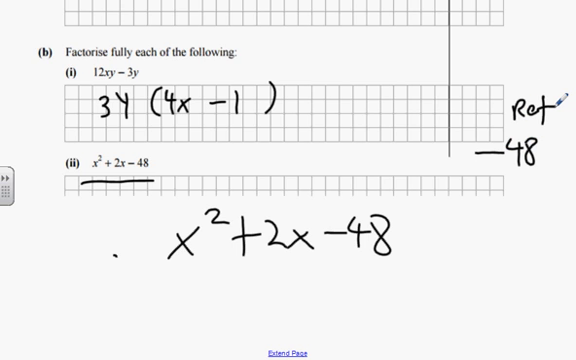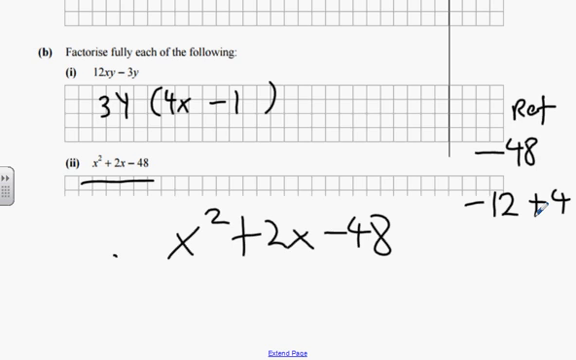I need two numbers that multiply to give me minus 48. Can they both be negative? Could I say minus 12 and minus 4? No, because it's a plus and a minus. Two minuses make a plus, so it has to be plus and minus. So I could say minus 12 plus 4. Will that give me 2 in the middle?